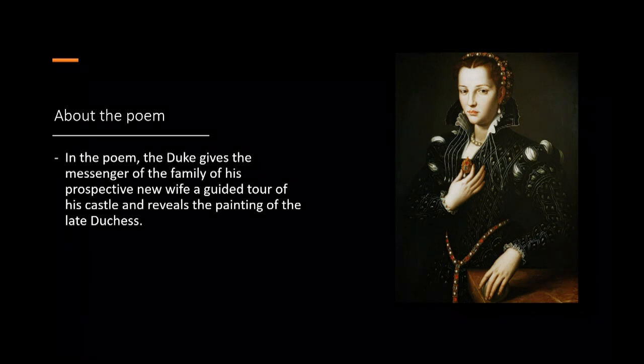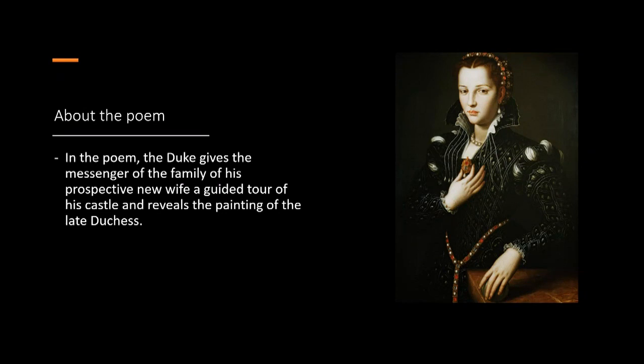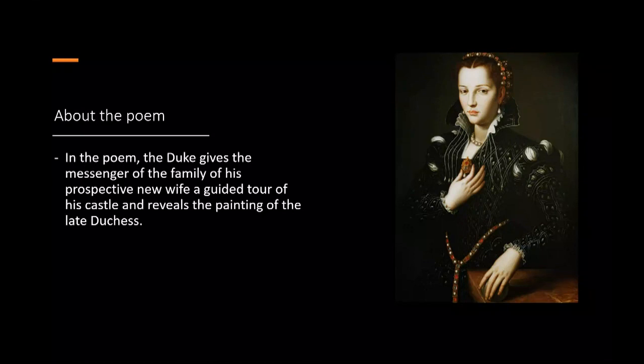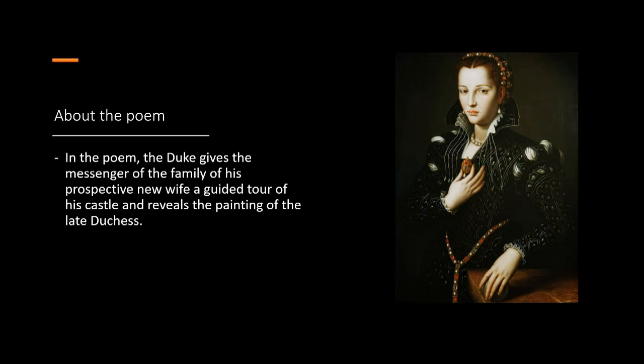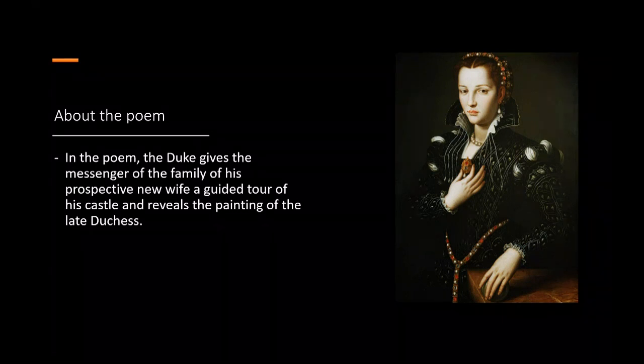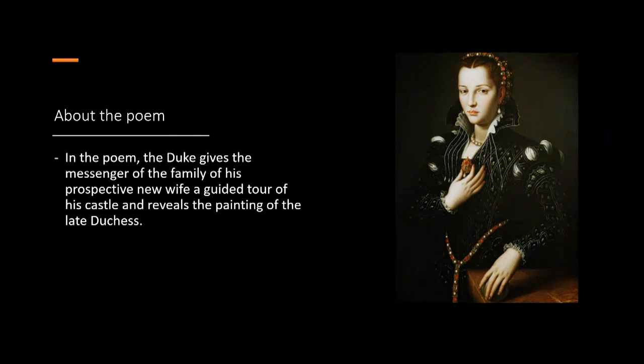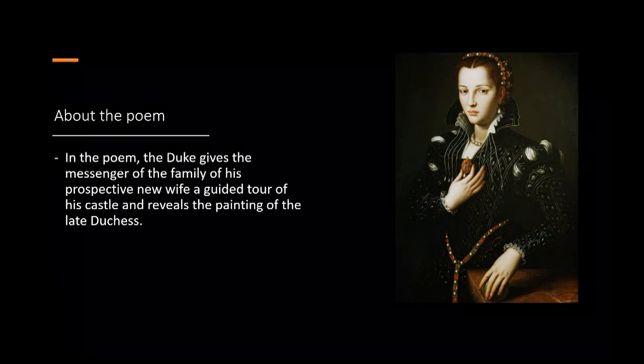If you haven't read the poem before, then you might benefit from just a little overview. I'm not assuming that anyone knows the poem at this point. In the poem, the Duke gives the messenger of the family of his prospective new wife a guided tour of his castle, and reveals the painting of the late Duchess. That's quite complicated the way I've written that. So effectively, we have a speaker, the Duke. He was previously married to the lady you see on the screen, Lucrezia, the girl, I should say, really. That marriage having ended, presumably with her death, meant that he now was looking for a new wife. And the Count, who is the father of the new prospective wife, has a messenger, an emissary, or an envoy, who is his business associate, business assistant, if you like. And that's the man who's being talked to in the poem by the Duke.